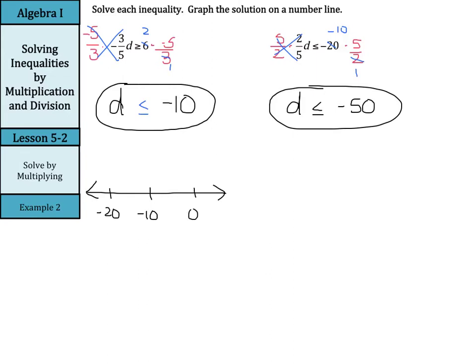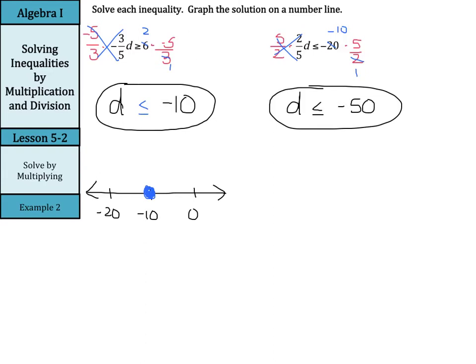And then we'll start with an open circle, but realize, okay, this is or equal to. That means I need to fill in my circle. When you see the line underneath the inequality, the or equal to, that means you do need to fill in your circle. Now, we're looking for all the numbers that are less than or equal to negative 10.